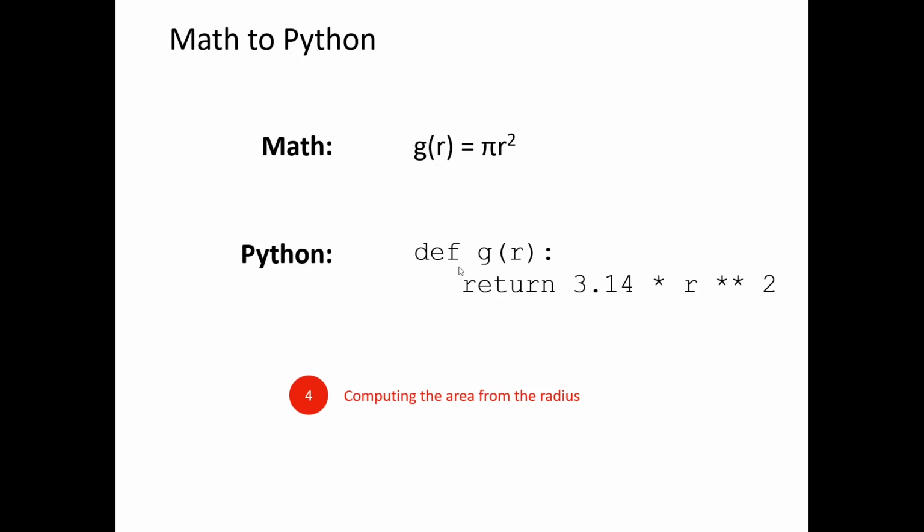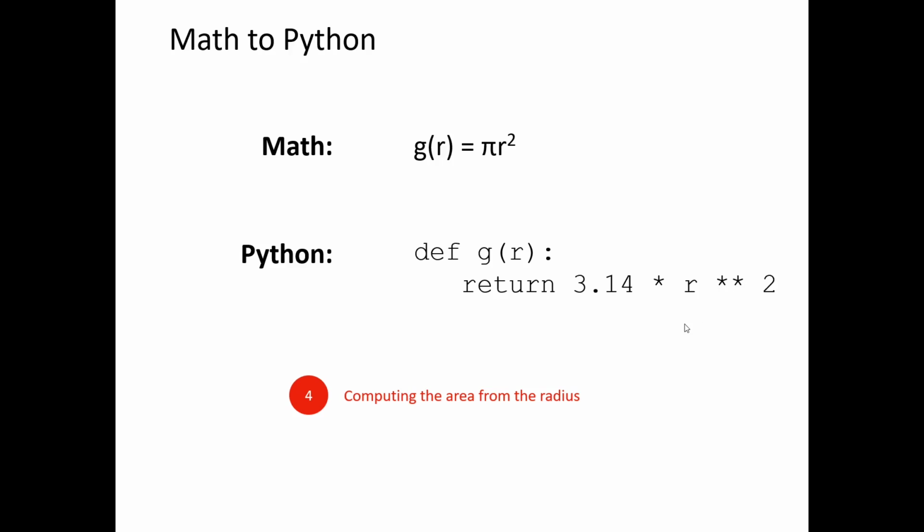I need that keyword def. And then I have to tab over all the statements. I have to tell Python exactly what I want to return because I could have multiple steps here. And then I need whatever I'm going to be returning. In Python, we have to write out the value for pi unless we import it from math. We'll be talking about that later today. And then we need to explicitly multiply and explicitly use the exponent double star.